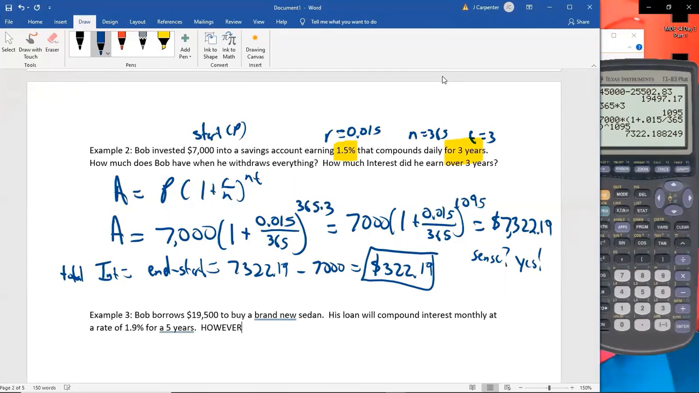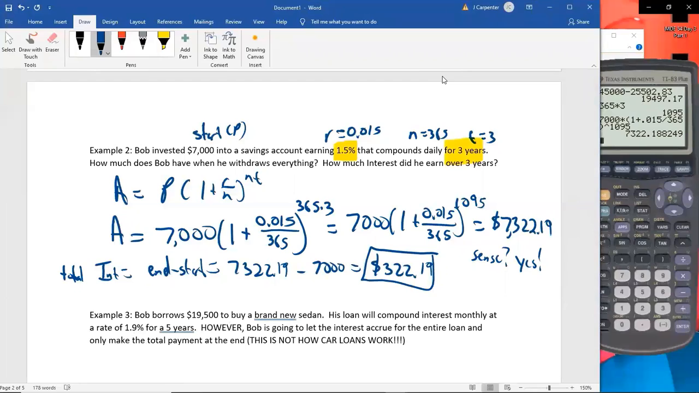Now, however, Bob is going to let the interest accrue the entire loan and only make the total payment at the end. This is not how car loans work, FYI. I'm just giving you kind of a bridge.